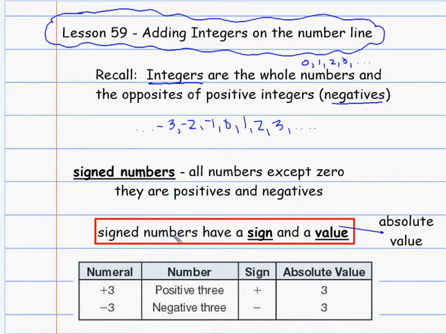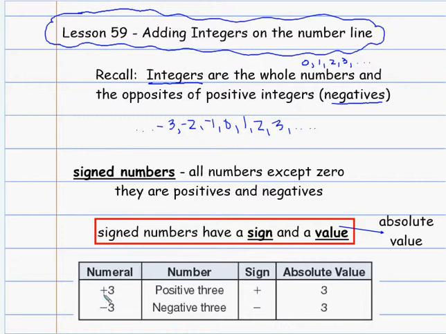Signed numbers have a sign, we just talked about that, positive or negative, but they also have a value, and that value is the absolute value. So we're going to talk about absolute value today also. Copy this chart down into your notes. You can have a numeral, then the number that's assigned to that, the sign, and the absolute value.